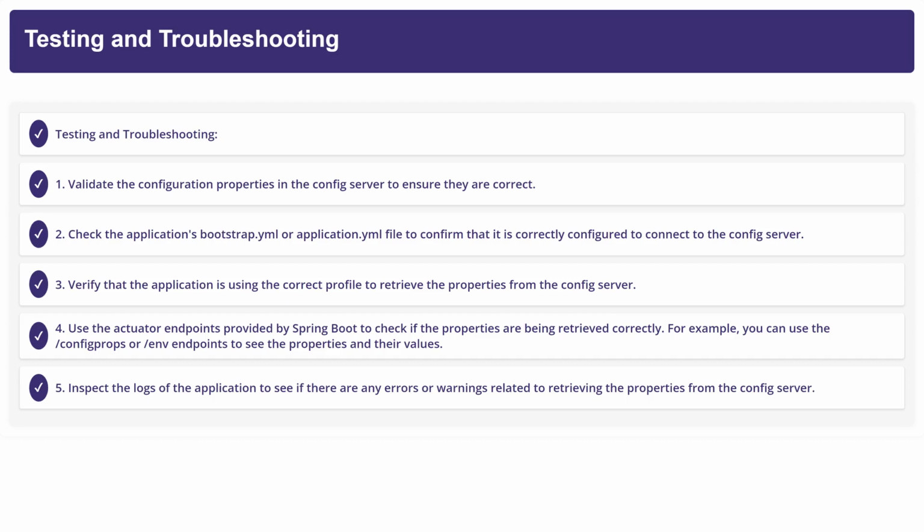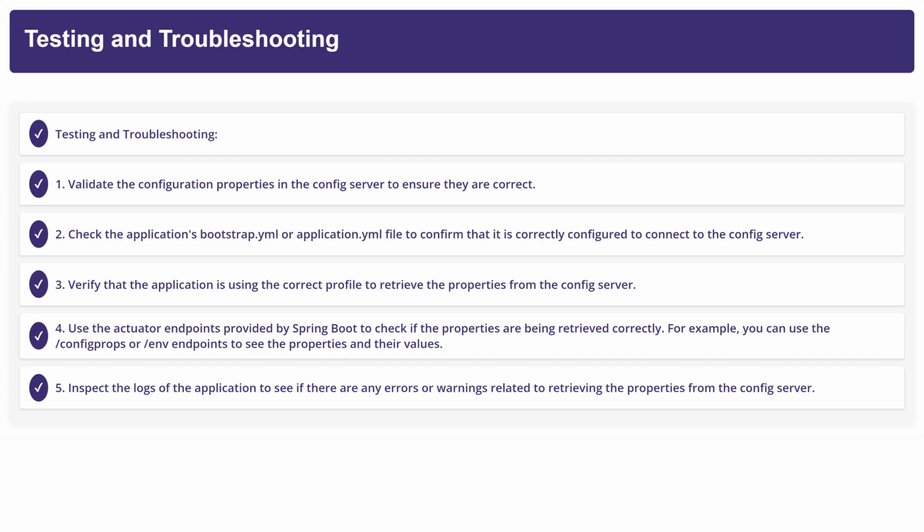To test and troubleshoot the retrieval of application properties from the config server, follow these steps. First, validate the configuration properties in the config server to ensure they are correct. Then, check the application's bootstrap.yml or application.yml file to confirm that it is correctly configured to connect to the config server. Next, verify that the application is using the correct profile to retrieve the properties from the config server.